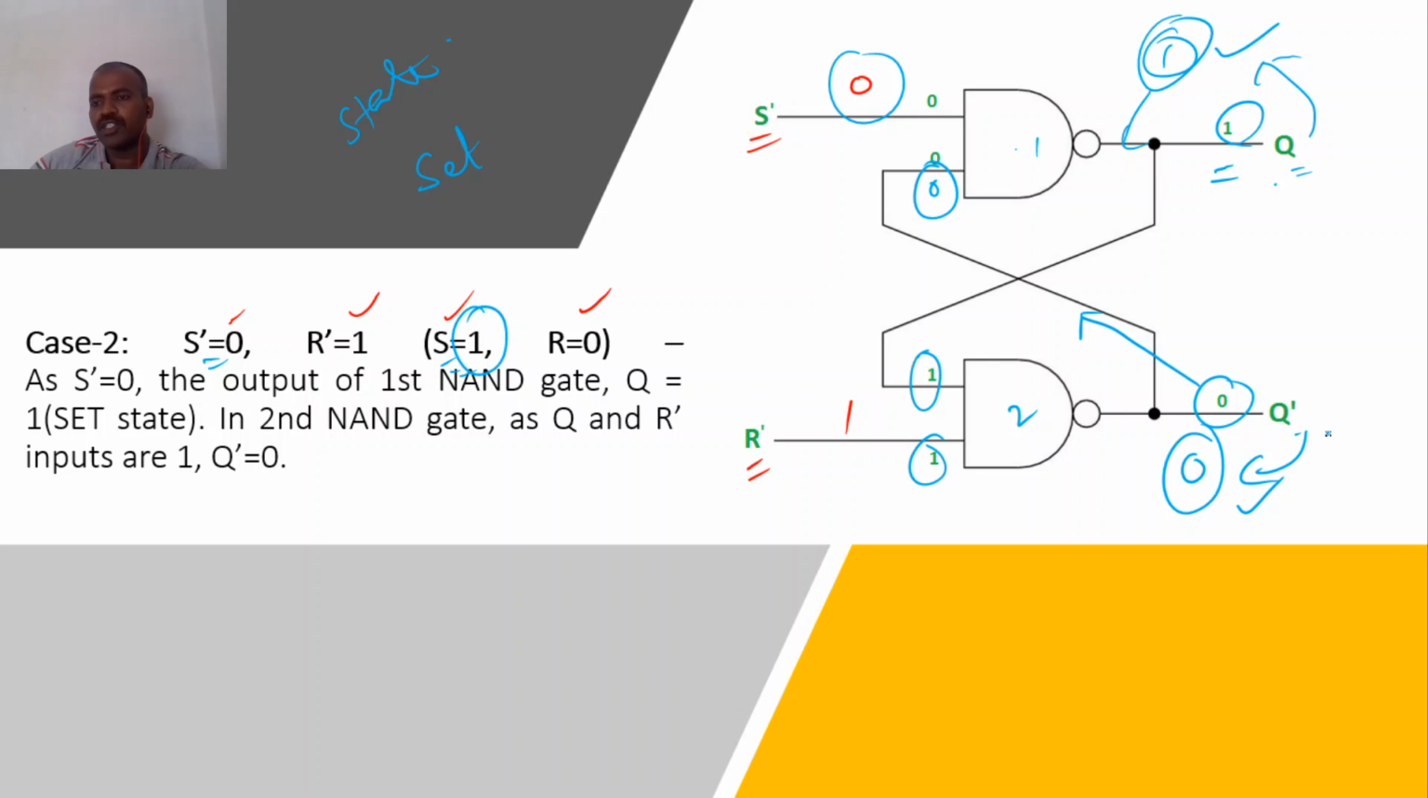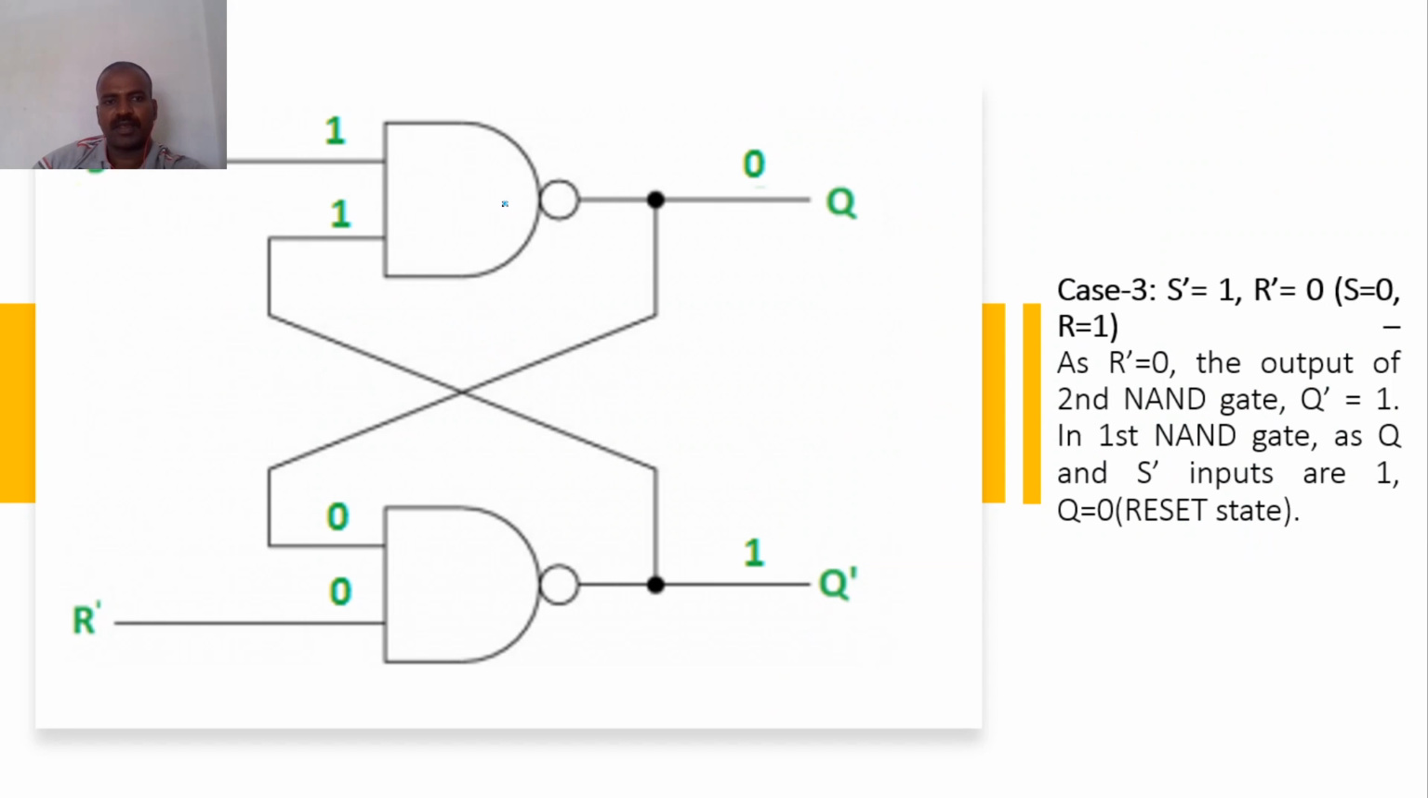Okay, if Q bar is equal to 1, that is called reset, which we will discuss in the next case. And now according to this case, S is equal to 1 means Q is equal to 1, then that is called the set case. And see case number 3. S bar is 1, R bar is 0, that is S is equal to 0, R is equal to 1. So here S is equal to 0, so it is reset state.